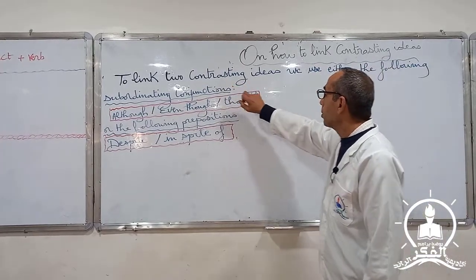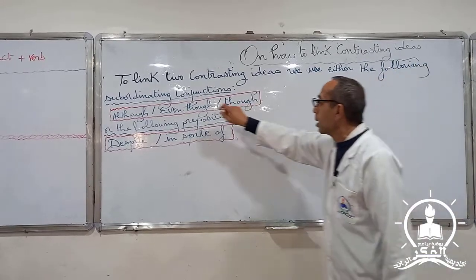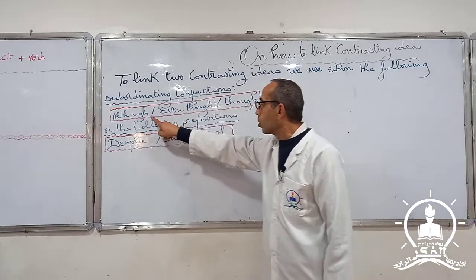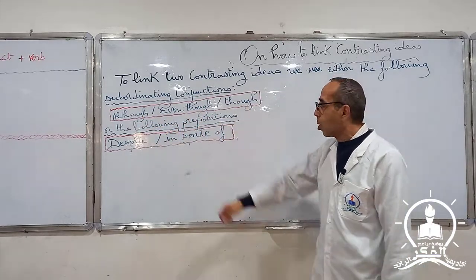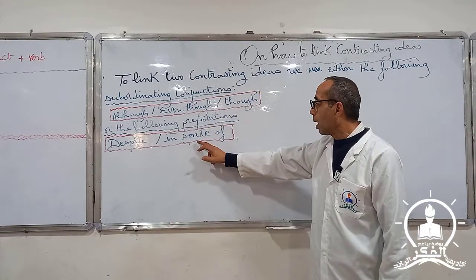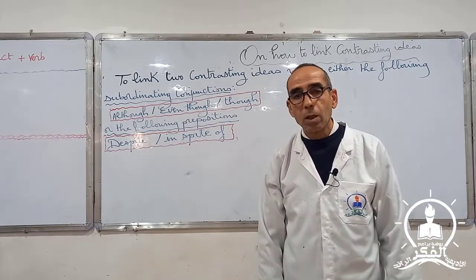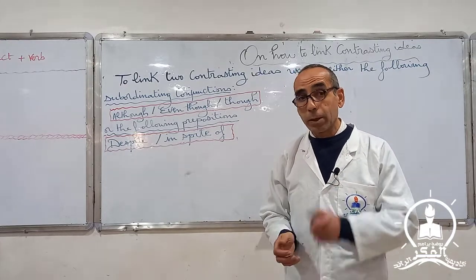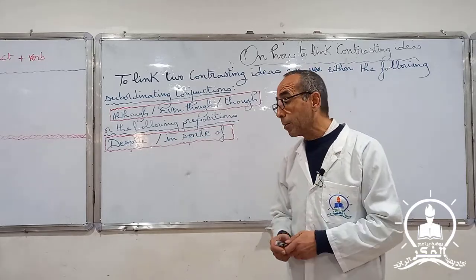To link two contrasting ideas, we use either the following subordinating conjunctions, like although, even though, though, or the following prepositions, despite and in spite of. This seems to you very confusing, but let's take an example to show you it becomes clearer.